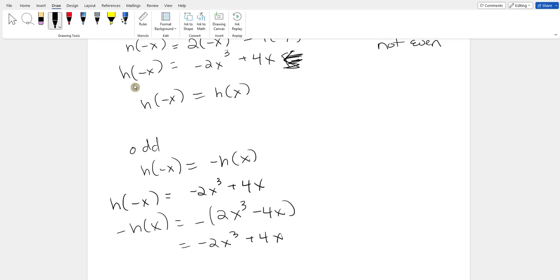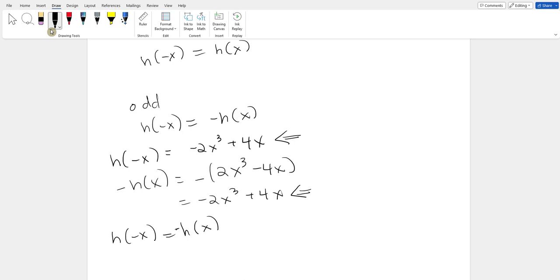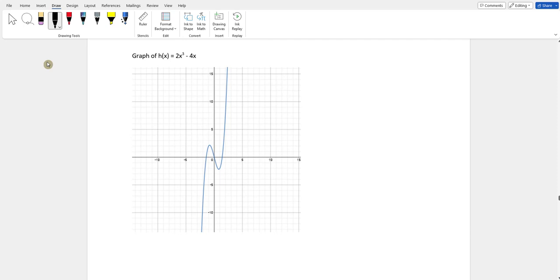So as you can see, if we take h of negative x, which is this right here, it should be equal to this in order for it to be an odd function. And as you can see, these two are equal. So this is an odd function. Recall that if it's an odd function, if you flip the graph upside down, you'll get the same graph right side up. So this is the graph, and if you flip it, you should get the same graph.